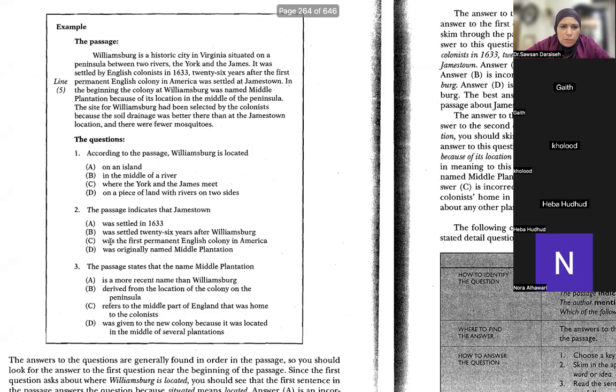Anyway, back to the third question, let's take a look at the last point, D. So the passage states that the name Middle Plantation was given to the new colony. Was it given to the new colony, Middle Plantation, because it was located in the middle of several plantations? No, of course not. It was because it was located between two rivers and not plantations, right?